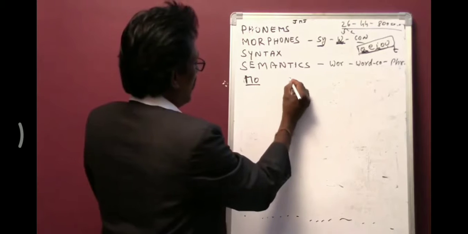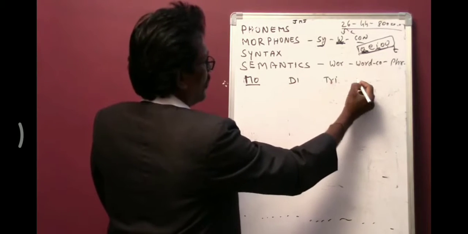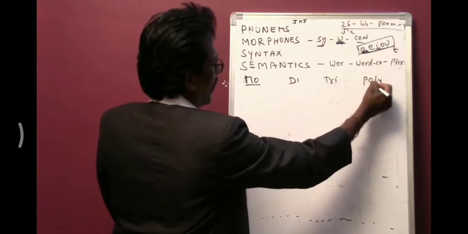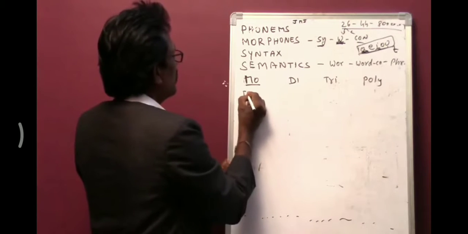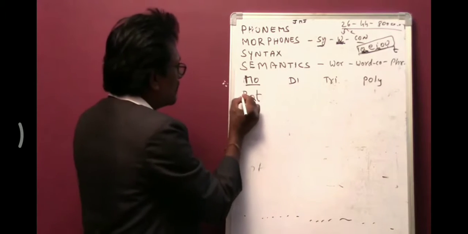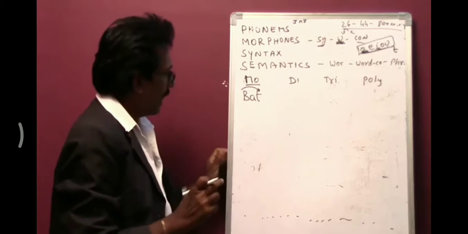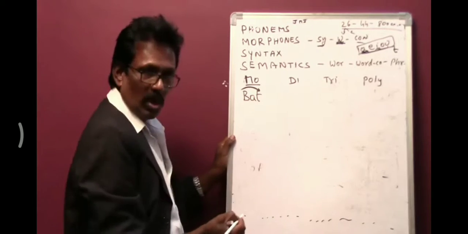Monosyllabic words, disyllabic words, trisyllabic words, and polysyllabic words. For example, let me say B-A-T, bat. Same word I have taken. Bat. This is a monosyllabic word, one syllable, one stretch of pronunciation.